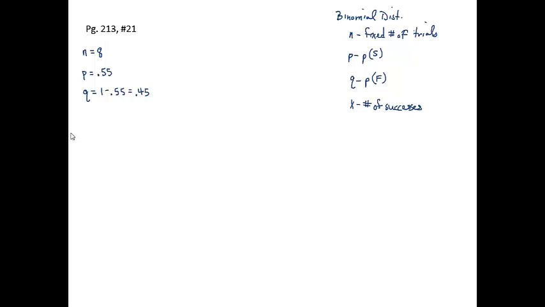Okay. Part A. It says exactly 5. So x in this case is going to be exactly 5. So x is equal to 5. Remember in our calculator how we do this? We go second VARS and then up to that binom. Now the question is, is it PDF or CDF? Since I'm only looking at one x, it's PDF. And then you're going to input it as 8, 0.55, 5.